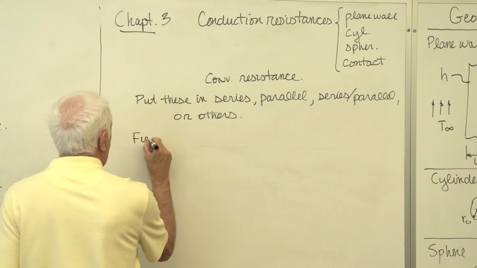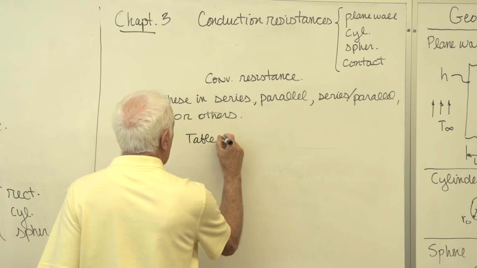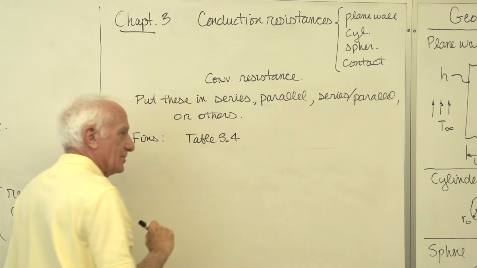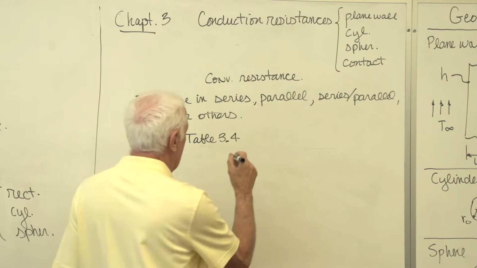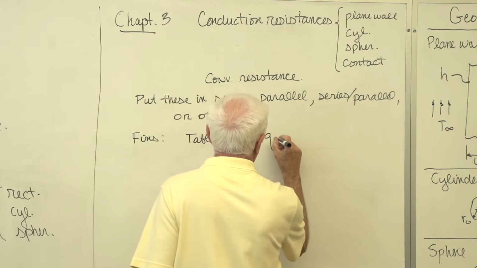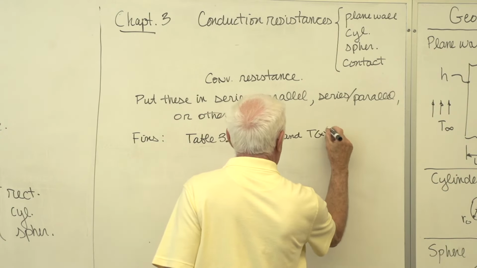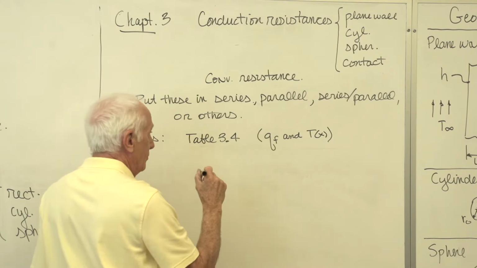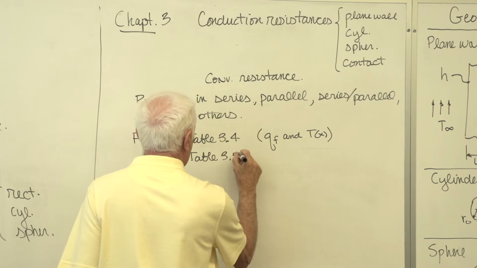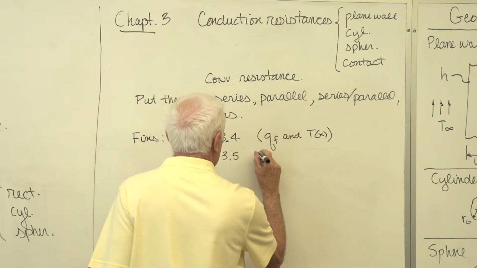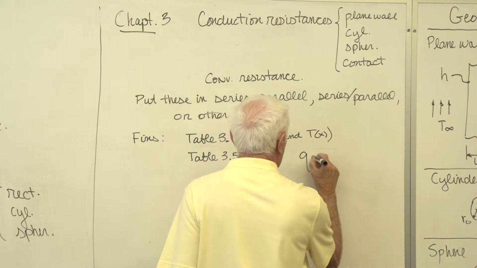Fins. Possibly use table 3-4. Fins of a uniform cross-section area. They give you QF, and it gives you the temperature of the fin as a function of X. Maybe you can use table 3-5. Table 3-5 gives you fin efficiency, and then use that to get QF.